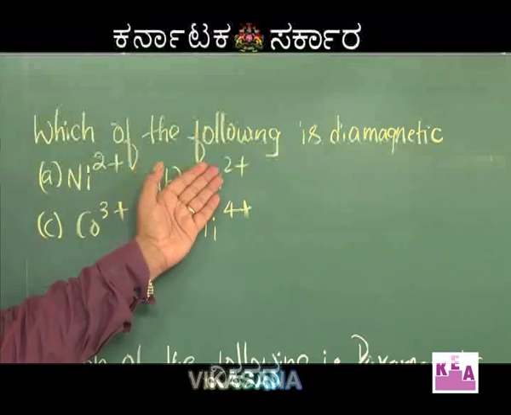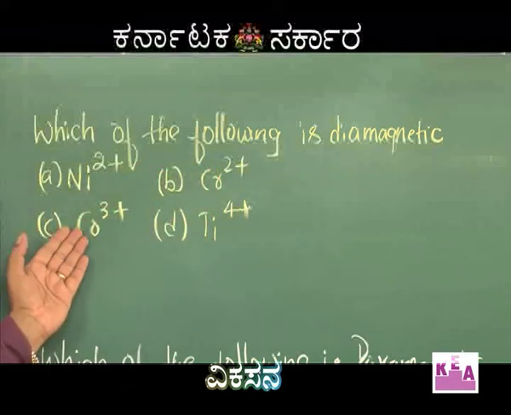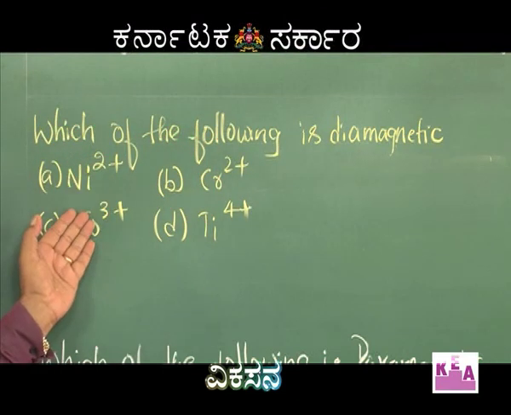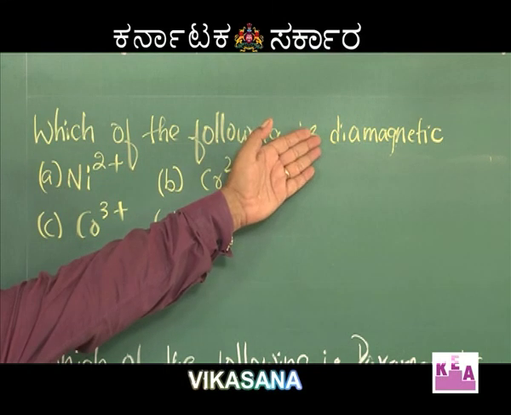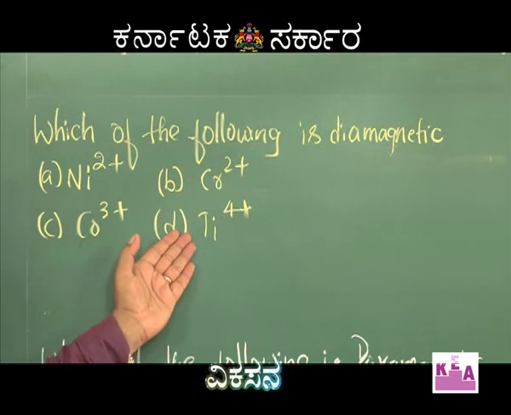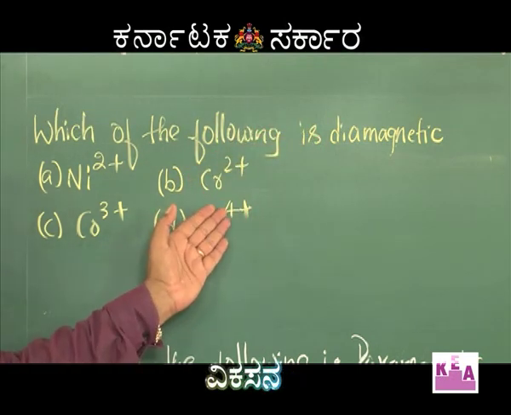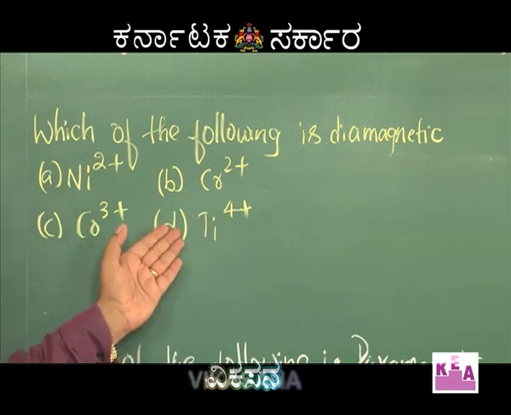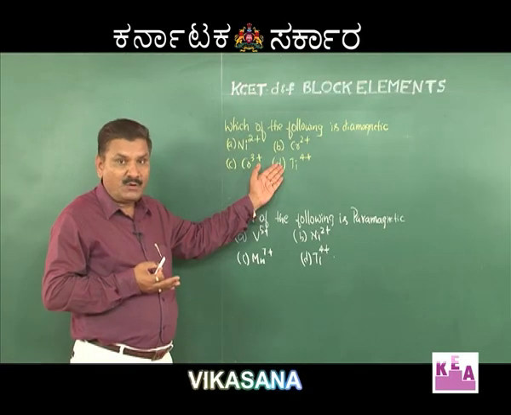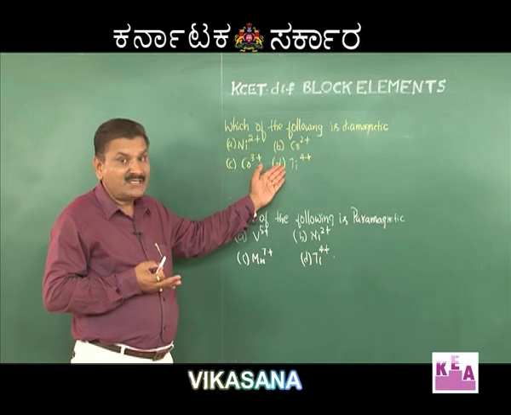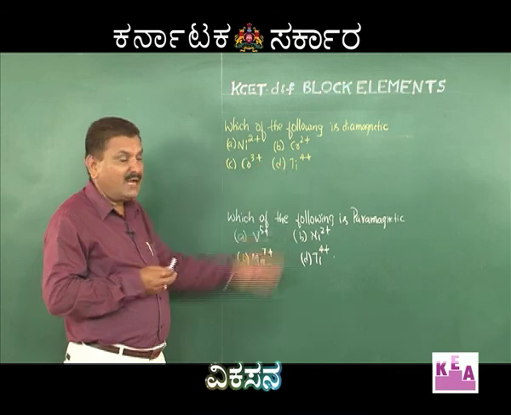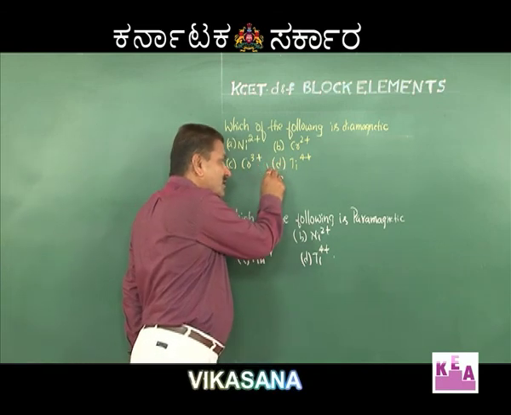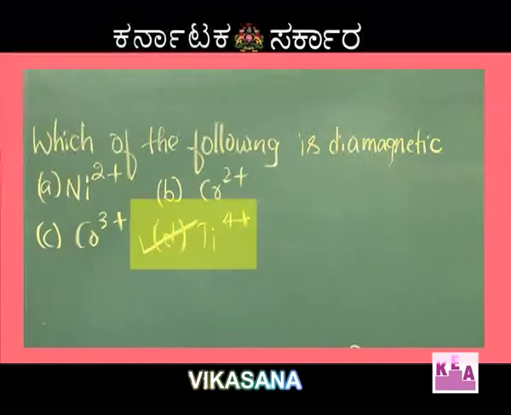Nickel 2+, chromium 2+, cobalt 3+ with 1 or more unpaired electrons exhibit paramagnetic property, therefore they are not diamagnetic. While titanium 4+, which is in its highest oxidation state, does not have d electrons. So therefore titanium in +4 oxidation state with no d electrons is repelled by the magnet and it is diamagnetic in nature. So the correct option for this question is titanium 4+, option D.